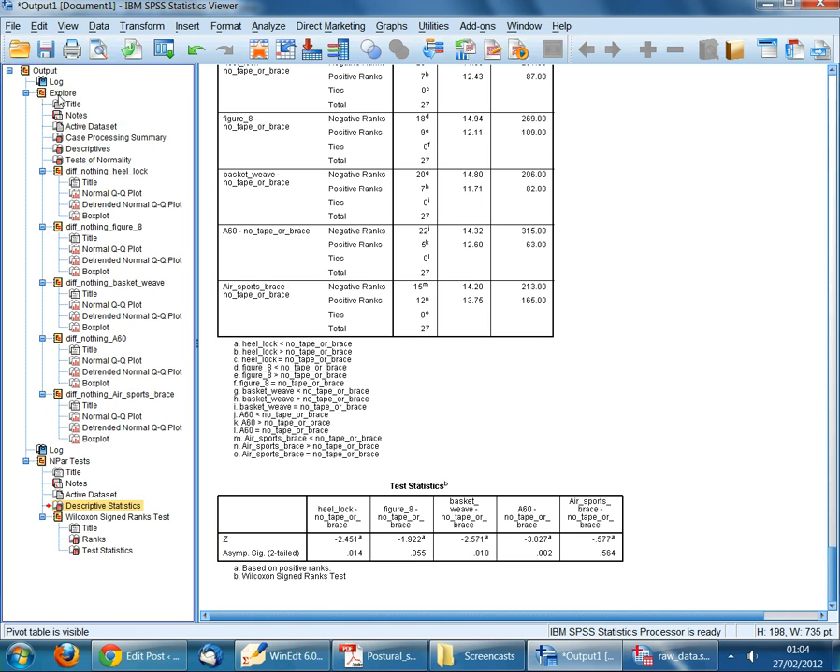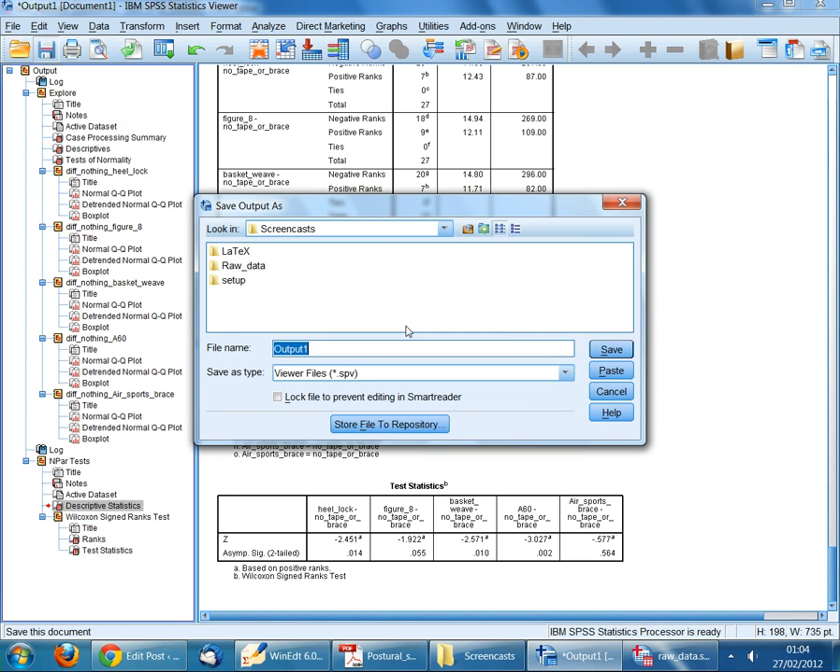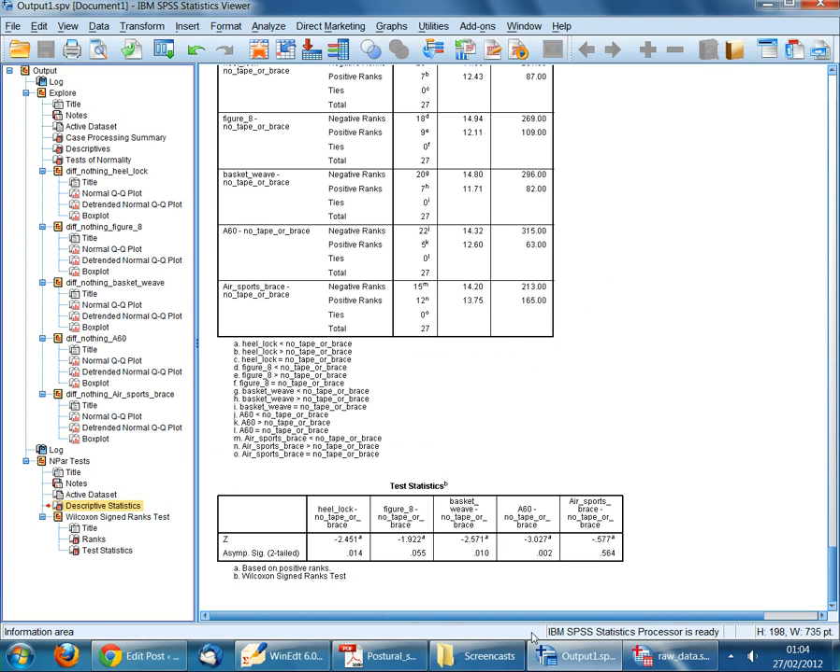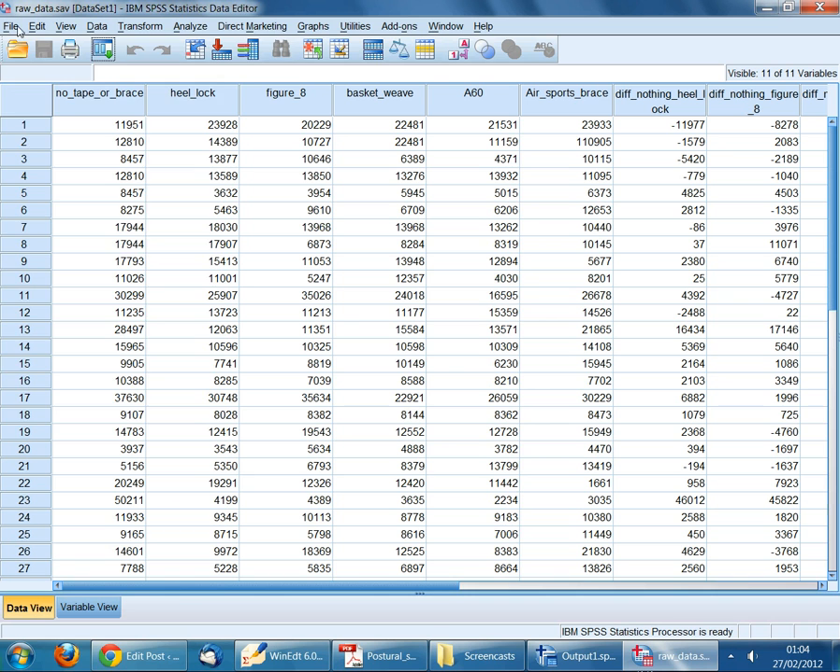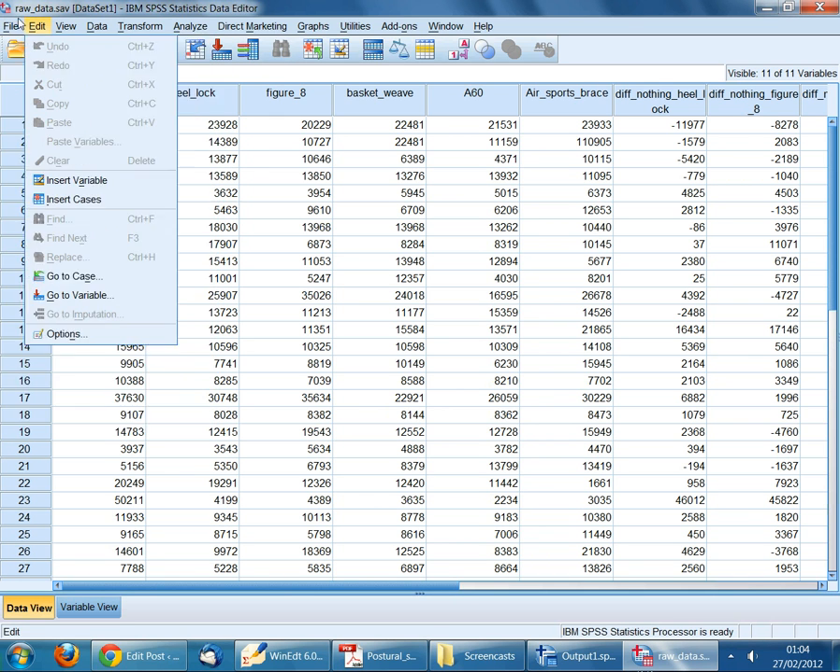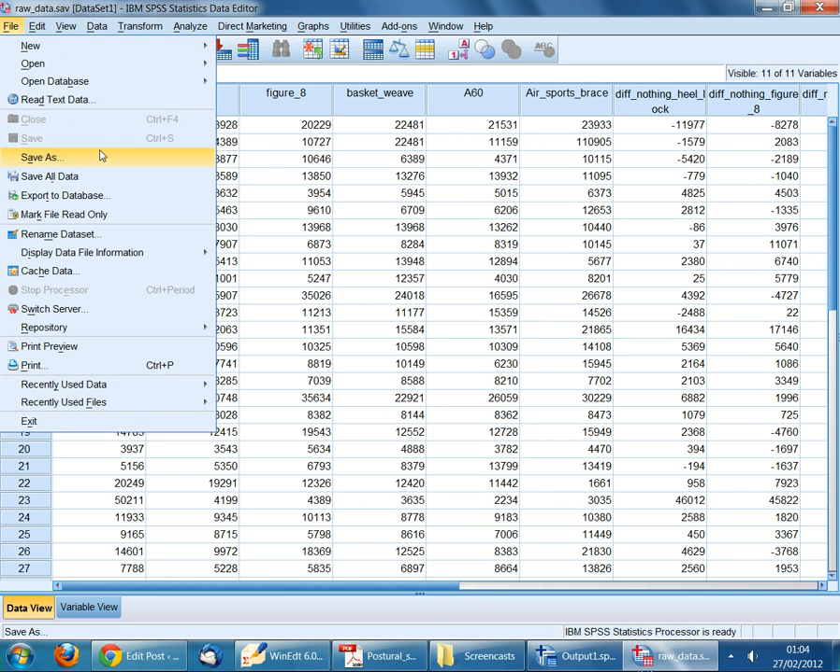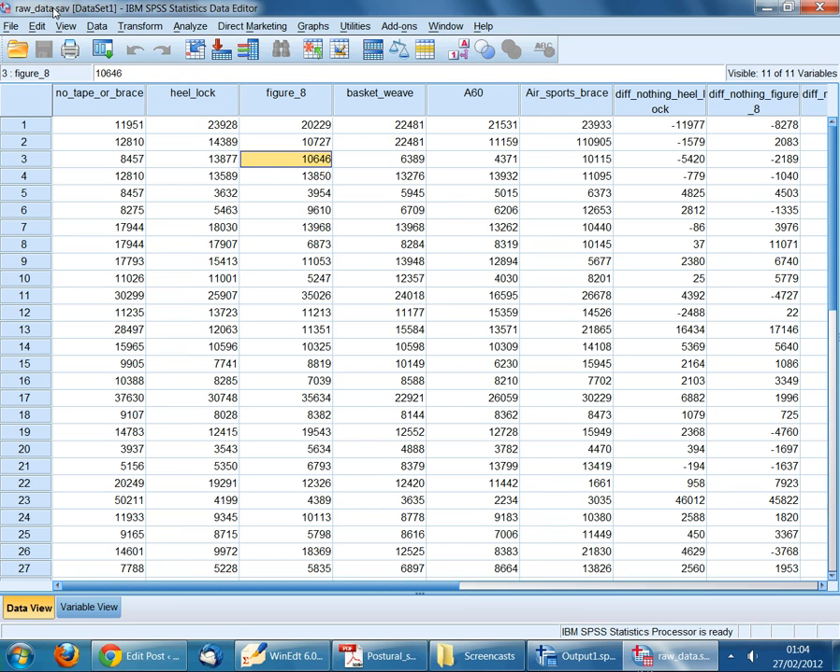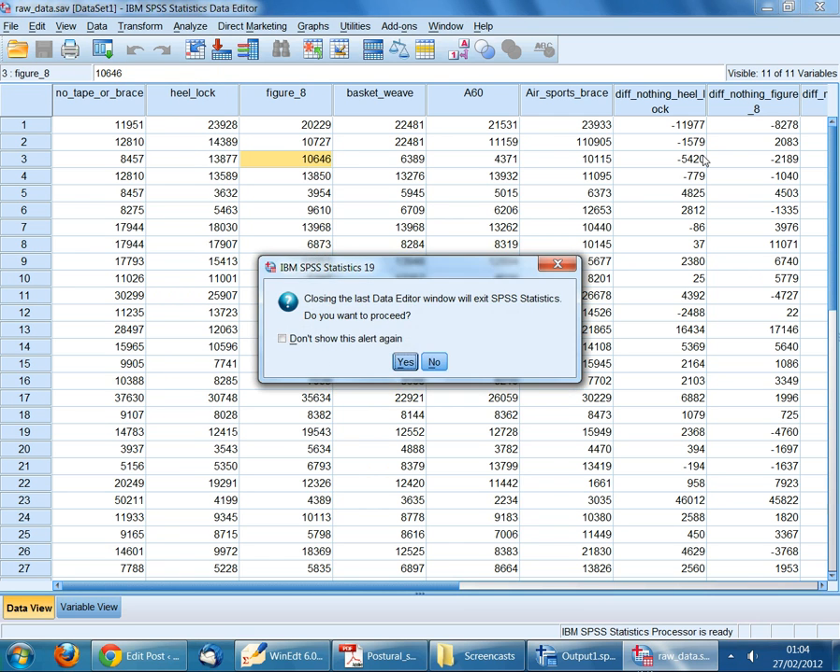We should now save the file, so just click on save, give it a name, save it, go to the raw data file, save that too. It's already saved for me, but basically you just click on save. If there's still a little asterisk here, and then you can close SPSS.